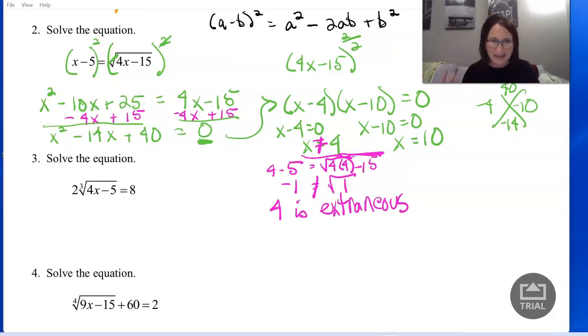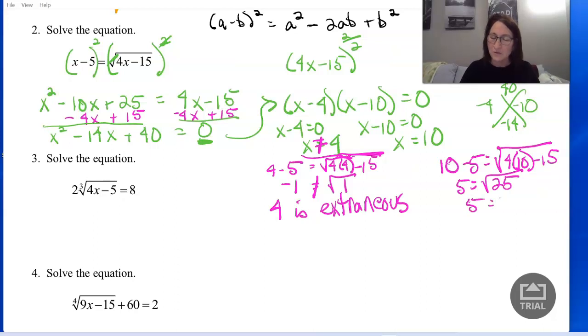Let's go ahead and check 10. If I put in a 10, 10 minus 5 is equal to the square root of 4 times 10 minus 15. That's going to be 5 is equal to 40 minus 15 is 25, or 5 equals 5. So 10 checks out. That's your only solution for this particular problem.